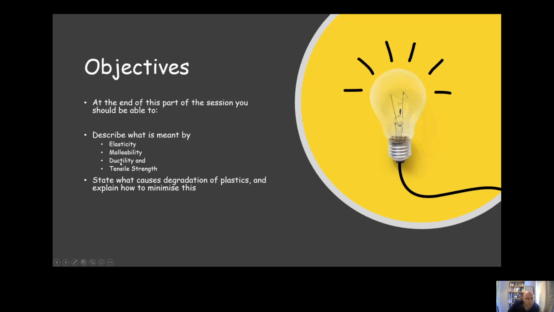I also want you to be able to tell me what causes degradation of plastics and explain how we can reduce or minimise this. Explain the difference between ferrous metals and non-ferrous metals, the ways that these can corrode and how we can prevent corrosion.